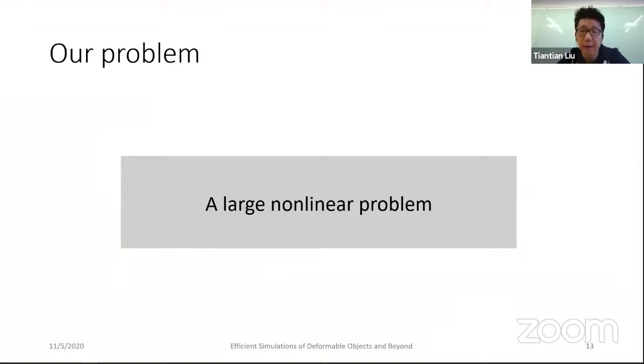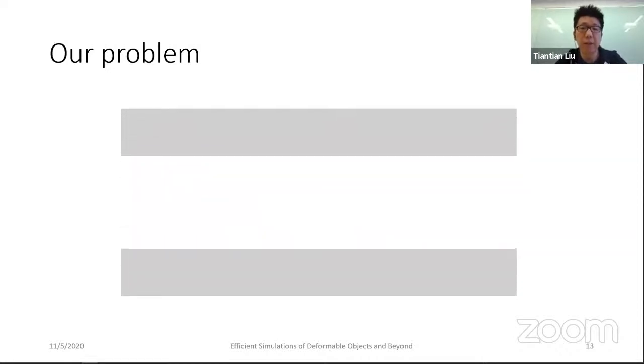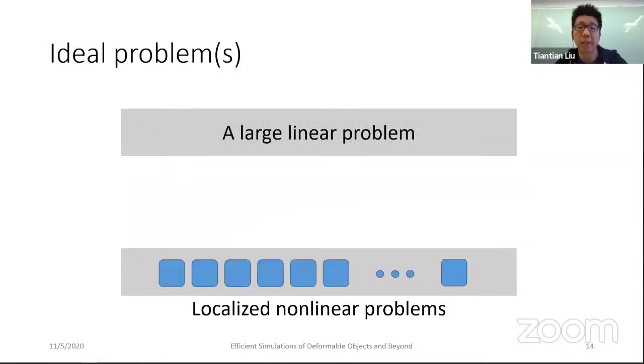Now we've got an idea that our problem is hard in real-time applications, but it is a large nonlinear problem, and we don't know how to deal with it other than using Newton's method. But at least we know what kind of problems we'd like to see. We'd like to see maybe some linear problems. They are always good since we only need to solve a linear system once.